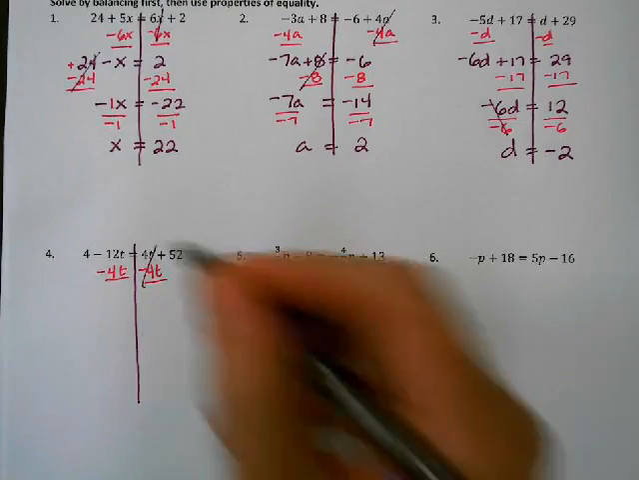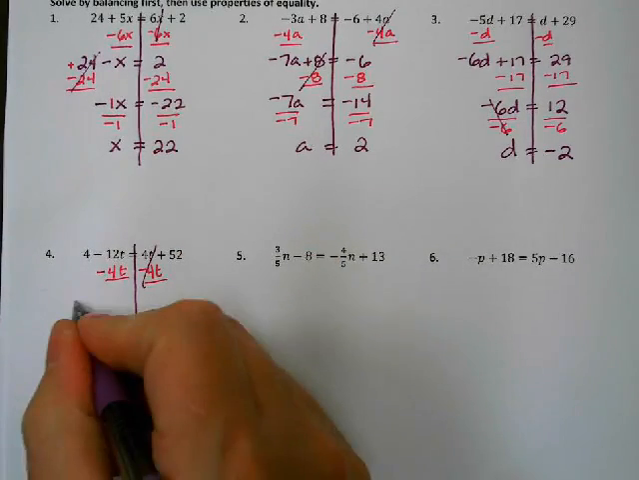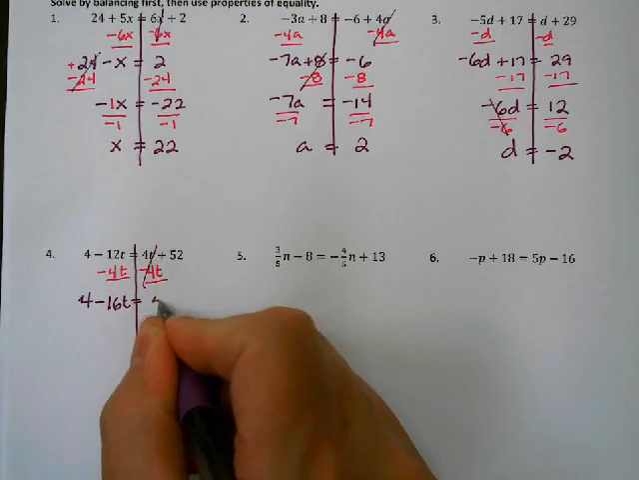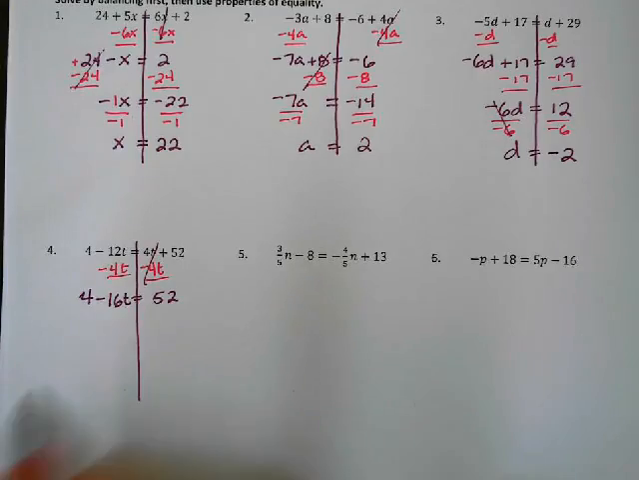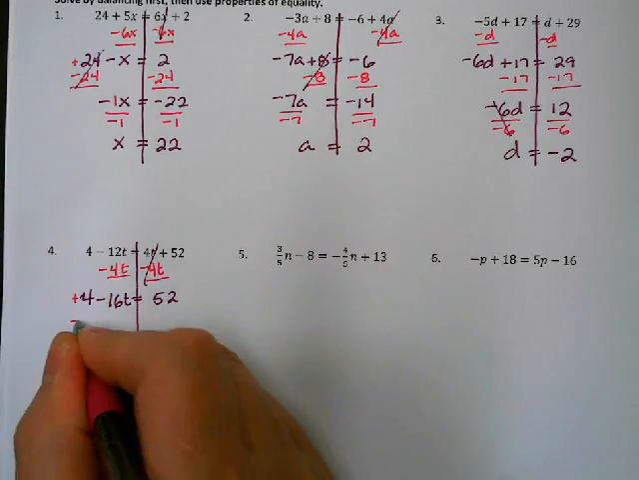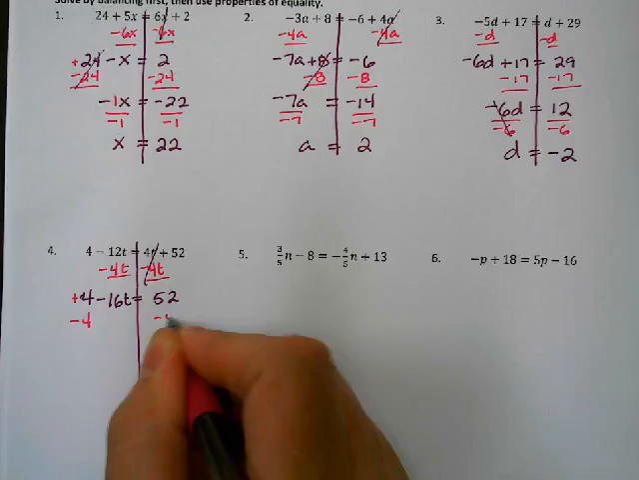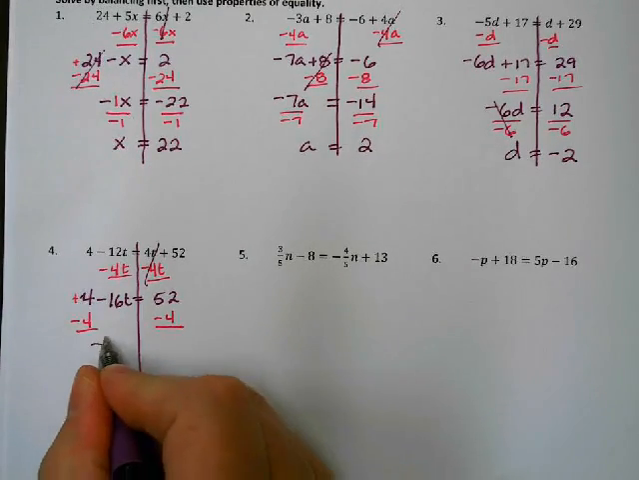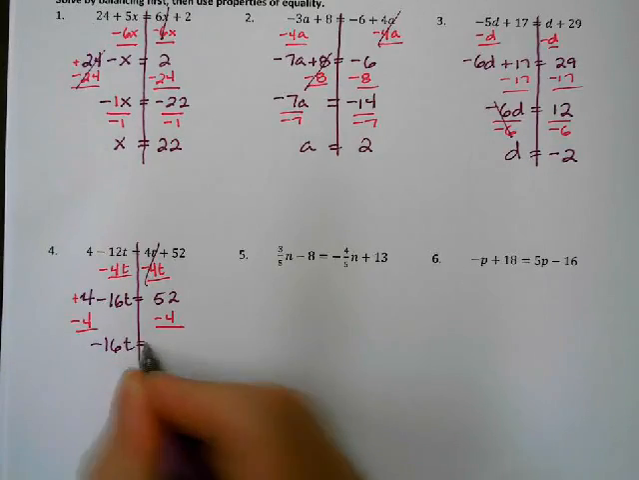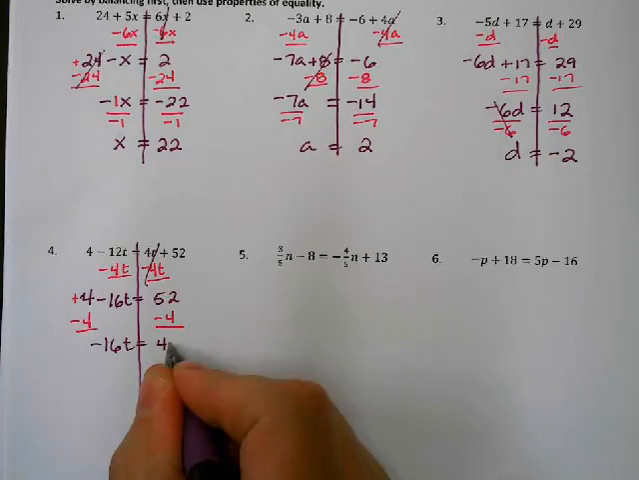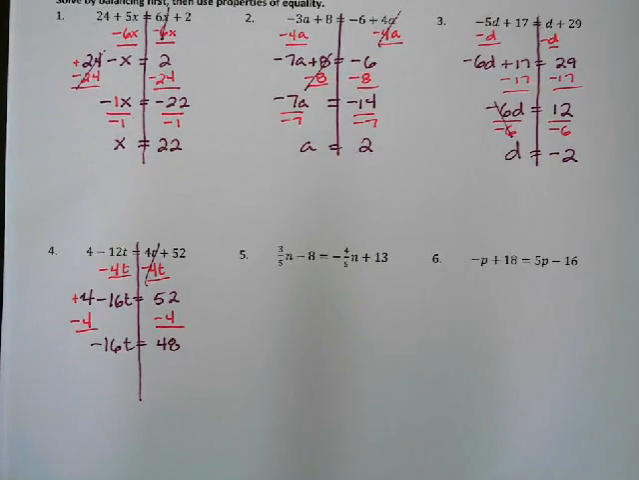All right, these cancel. On this side, I get 4 minus 16t equals 52. Remember, this is a positive 4 out front. So now I'm to my addition property and subtraction property of equality. I'm going to subtract 4 from both sides. What do we got? We've got negative 16t equals 52 minus 4 is 48. We'll go ahead and divide by negative 16.